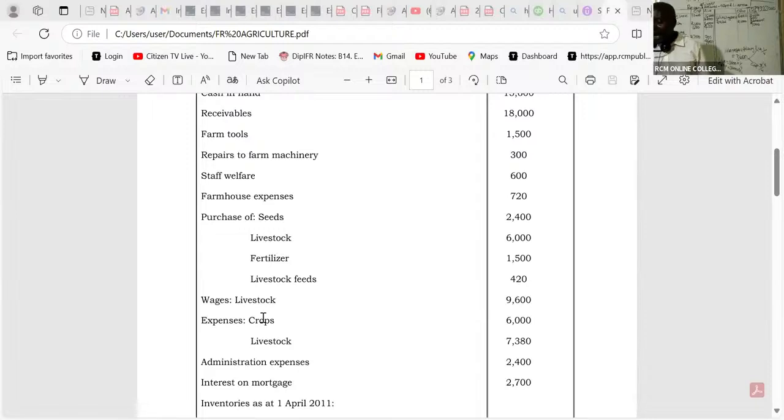Then you can see we have expenses, ladies and gentlemen. These expenses here are biological asset specific, and therefore they shall go to the revenue account. So we have here expenses that I'm just debiting here. Expenses for the crop, we have, if you can see very well, 6,000. And then we have expenses for livestock, 7,380. Please write up to there.